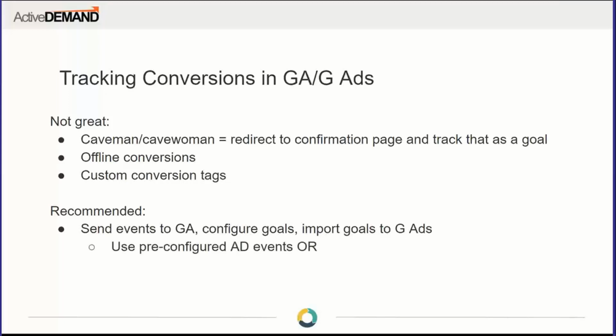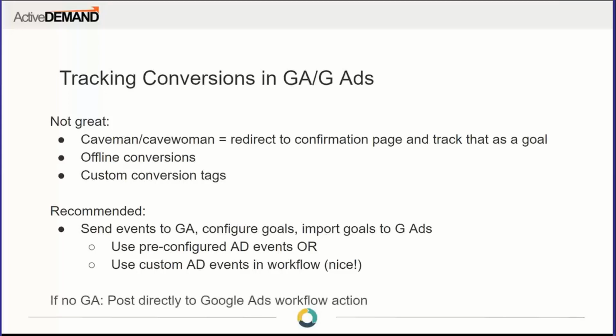Now, in terms of this, you have a couple of different options. You can use pre-configured ActiveDEMAND events, or you can use custom events inside workflow, which is super fancy. I would say the pre-configured way is fast and very easy. The custom events take some configuration because you have to choose when you want to fire them. But my God, is it ever powerful. You can do some really insanely powerful things with those custom events.